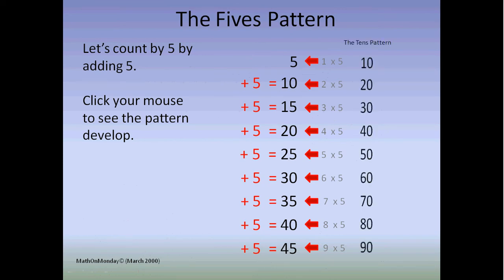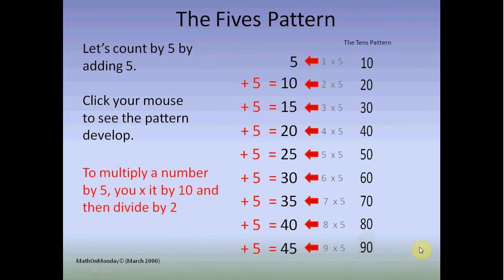Now, if you notice, let's take 50 for instance. If you compare 50 and 25, 25 is just half of 50. If you look at 70, half of 70 is 35. Half of 90 is 45. This shows that if you know your tens pattern, the 5 pattern is really quite easy. It's just the tens pattern divided by 2. So to multiply a number by 5, you times it by 10 and then divide it by 2.